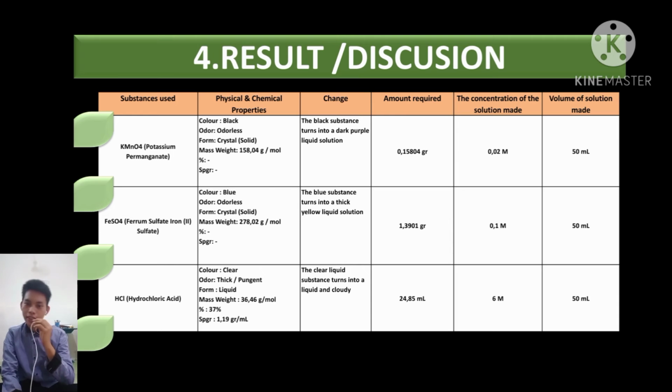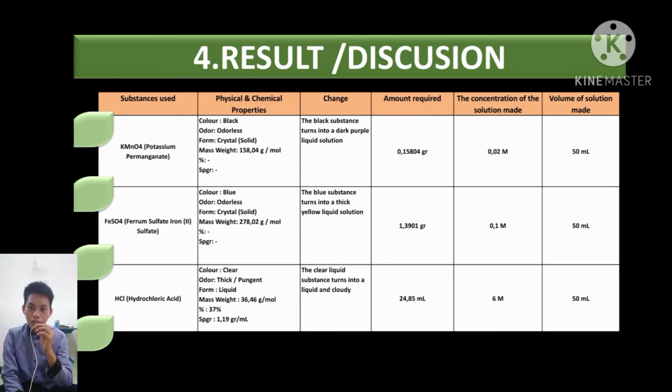Okay, the next part, discussion about the results. Substance used: potassium permanganate. Physical and chemical properties: color black, odorless, form is crystal solid. Change: the black substance turns into a dark purple liquid solution.